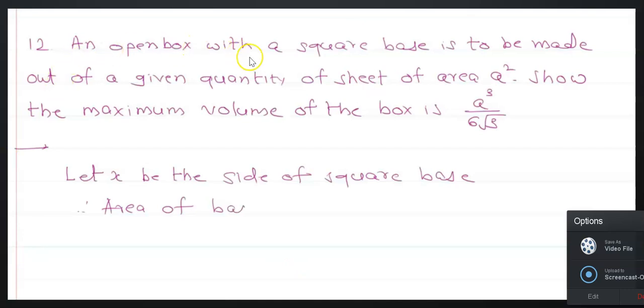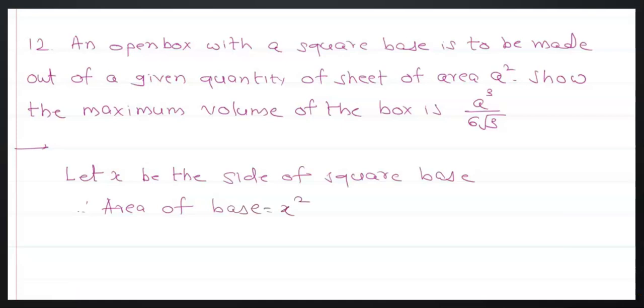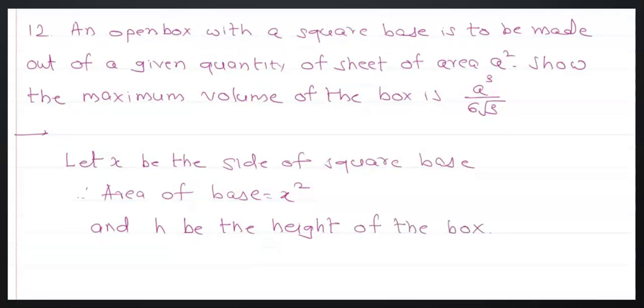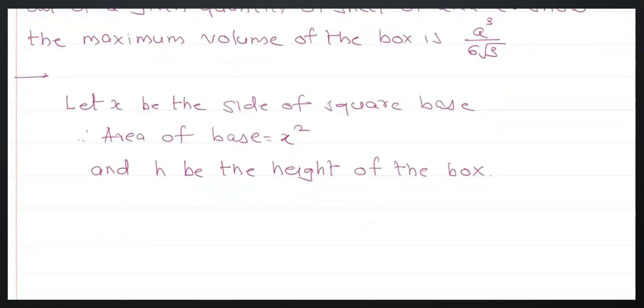Now see this again. An open box with a square base is to be made out of a given quantity of sheet of area A square. Show that the maximum volume of the box is A cube upon 6 root 3. Let x be the side of the square base, and the area of the base is x square. Let h be the height of the box.